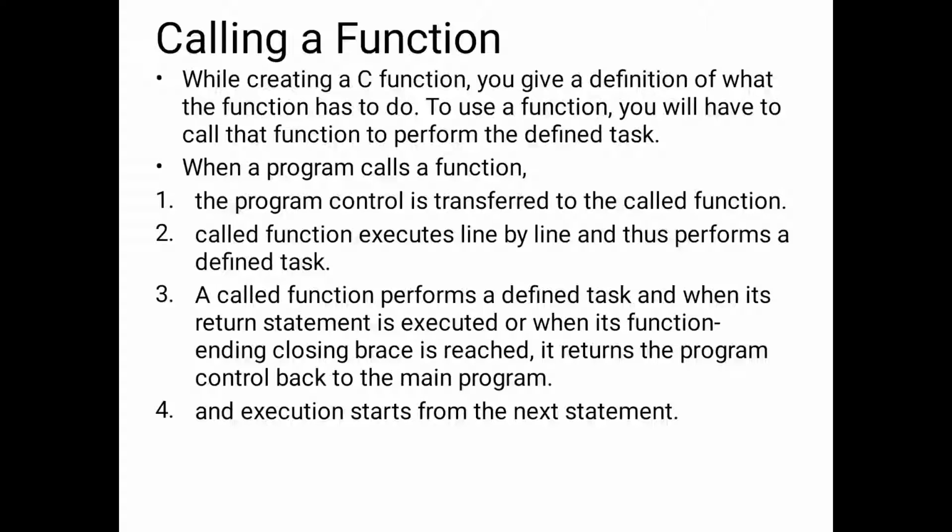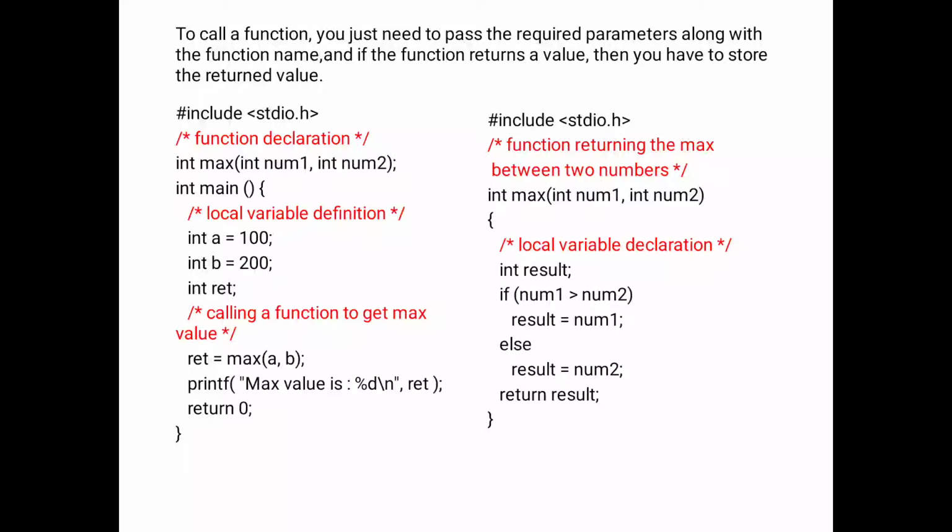The function ends when it reaches the ending braces. So it returns the program control back to the main program, and execution starts from the next statement. After reaching the closing braces, it will start executing the next statement. Here is the same example in two different ways. To call a function, you just need to pass the required parameters along with the function name, and if the function returns a value, then you have to store the returned value.